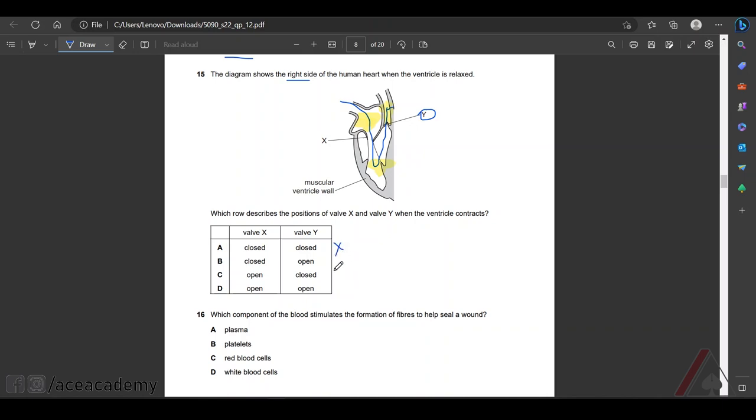That rules out A and C. And X should remain closed. That rules out option D. So our correct final answer should be B.